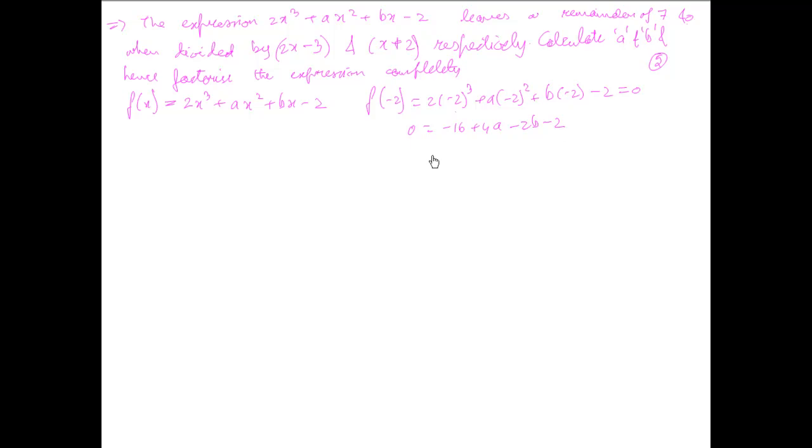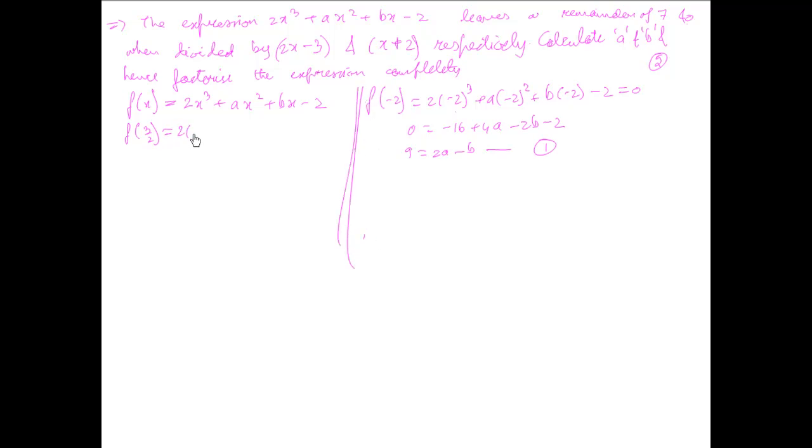Bring everything on the same side, children. That's negative 18. So to give you 18 over here, divide everything by 2. So that's 9 is equal to 2a minus b. The first expression. Second expression, children, would be 2x minus 3 equal to 0, x is equal to 3 by 2. And the remainder, children, over here is given to us as 7.